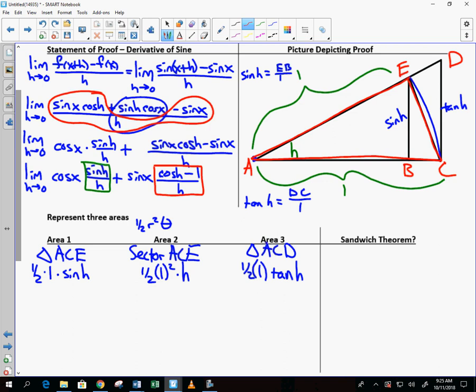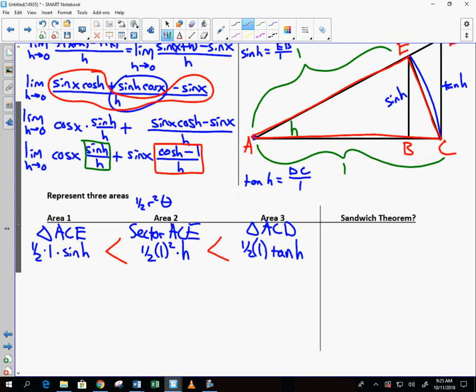Okay. How does the area of the red triangle compare to the area of the sector? They're close. Which one's bigger? So would you agree that I could put the inequality sign like that? How does the area of the sector compare to the area of the bigger triangle? A little bit smaller, so you agree I can put the inequality sign like such?